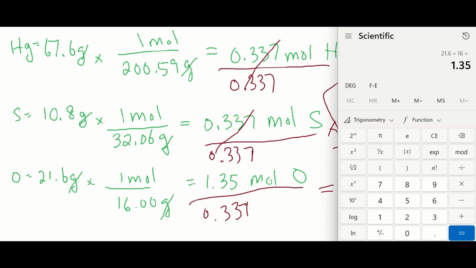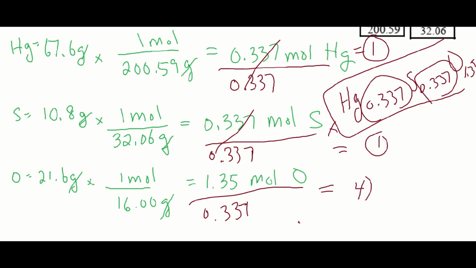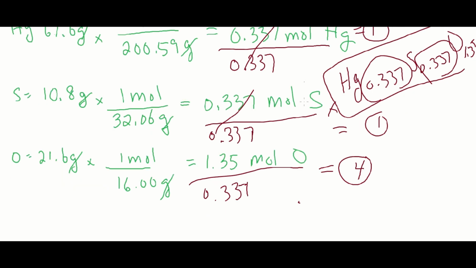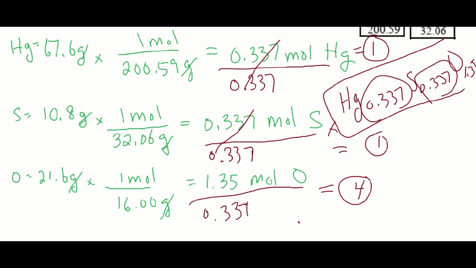And 1.35 divided by 0.337, and that's going to go in 4 times. So because our results give us whole numbers here at this step, that means that's our empirical formula. Now, if it didn't give us whole numbers, we would have to multiply through until we get the whole numbers. So our answer here is HgSO4.